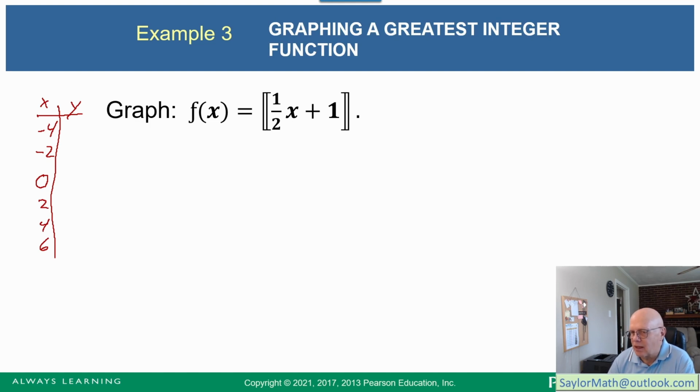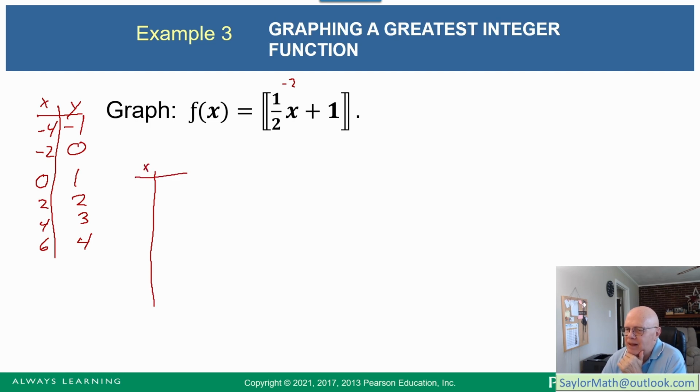Now, what do you get? -4 gives you a -2 here, plus 1 is a -1. If you put a -2 in there, you've got a -1 plus 1, that's 0. Put a 0 in, you get 1. Put a 2 in, you get 2. You start seeing a pattern here. The question is, what does it look like between those? So what you really need to do is maybe make a second one and see what's going on with some of those other numbers in between.